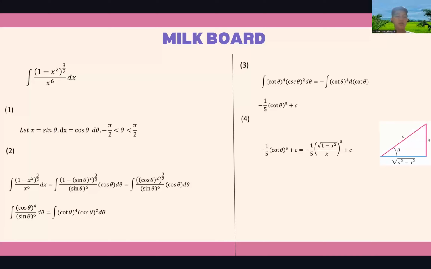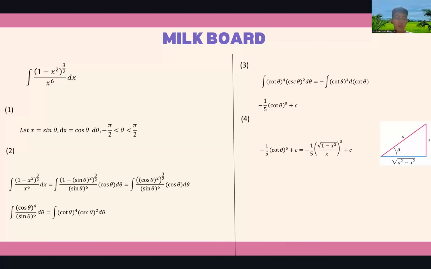Don't panic. So we just let x equal sine theta, so dx equals cosine theta d theta. So theta is in the interval greater than minus pi over 2 but smaller than pi over 2. And we just substitute it in. We have the integral of 1 minus sine squared theta to the power of 3 over 2, over sine theta to the power of 6, and dx equals cosine theta d theta. So 1 minus sine squared theta equals cosine squared theta, so it can come out of the root now.